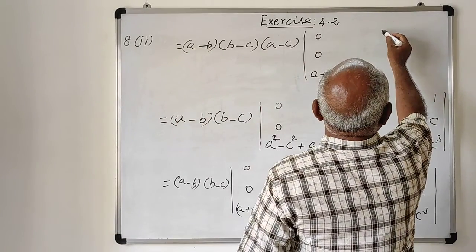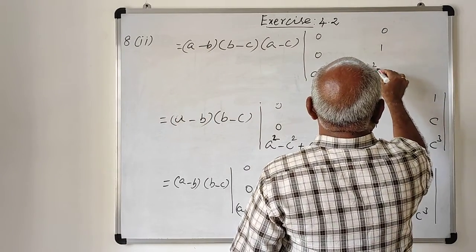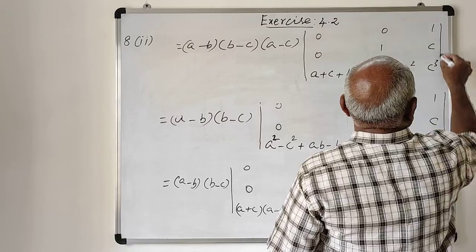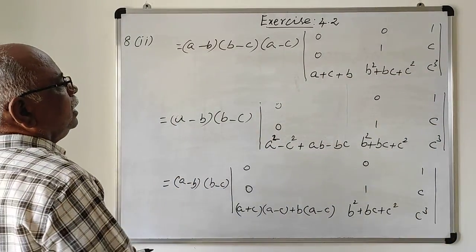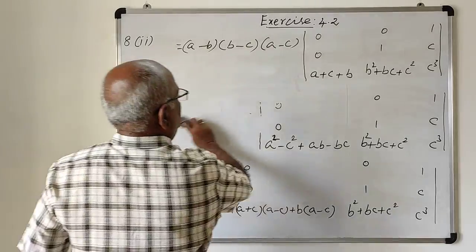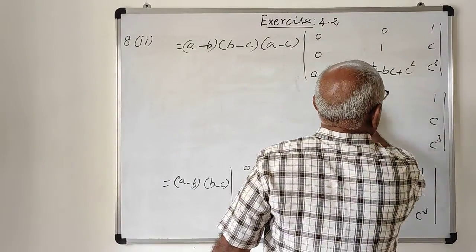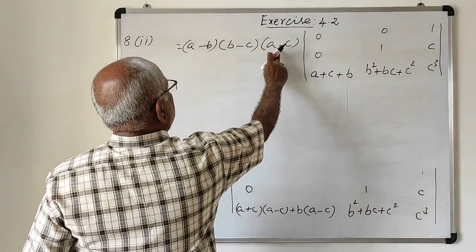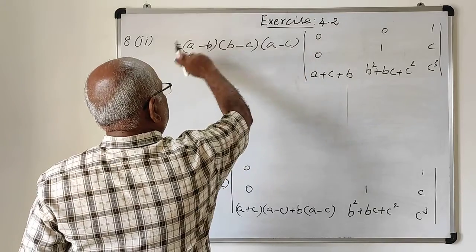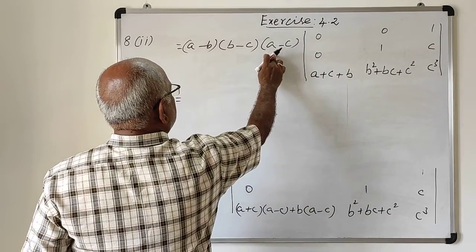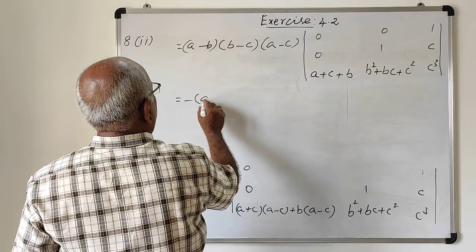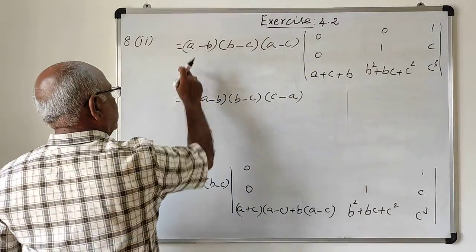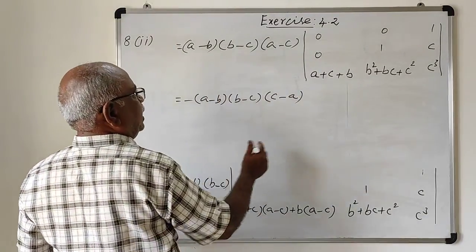Second column 0 1 b square plus bc plus c square, 1 c c cube, third column. Now simple, almost over the problem. Now listen, I am taking minus from this a minus c. I am taking minus outside because we have c minus a in the answer, therefore I am taking minus outside. I get minus of a minus b, b minus c, c minus a.